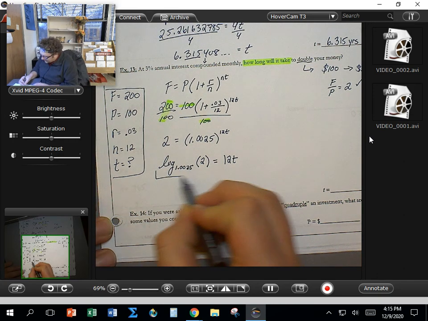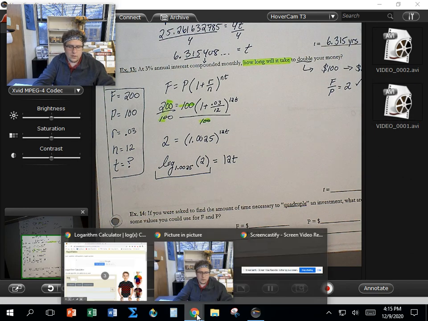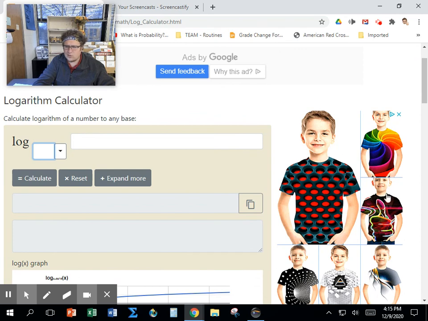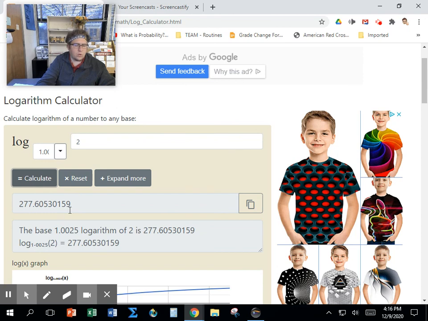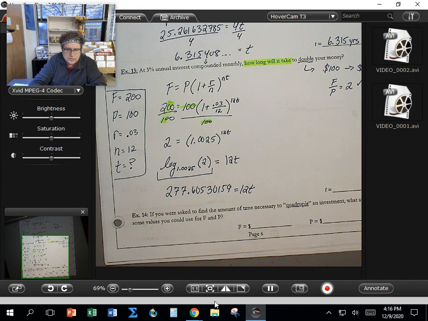So we're going to use the online graphing calculator that I showed you to calculate this log. And let's go over here. This kid with these cool shirts, huh? 1.0025, and the answer was 2. So we'll calculate. Whoa, holy schmoly, as Miss Bannock would say. 277.6053, blah, blah, blah. So I'm going to write that in on my work here. 277.60530159.